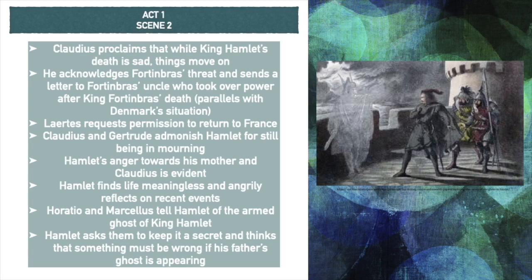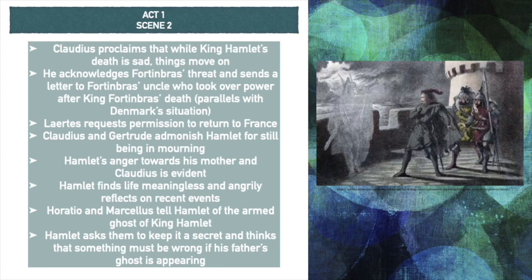And Claudius permits this. Claudius and Gertrude then see Hamlet, and they admonish him and condemn him because he is still in mourning. So he's still wearing black clothes, and they're telling him he's being very dramatic and even unmanly to still be mourning his father. And Hamlet is very angry. Hamlet's anger towards his mother and Claudius is very much evident. Obviously, he doesn't know that Claudius has killed his father yet, but he's very upset at Claudius marrying his mother so quickly after his father's death, and he has no respect for either of them, and he really wants to mourn his father.